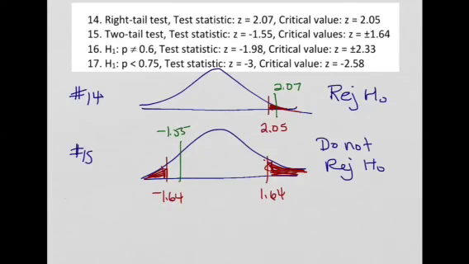Now in 16 and 17, we're doing basically the same thing again. We're just given a little bit different information about what type of tail it is, or what type of test it is. So in 16, we have again a two-tail test because the alternate hypothesis is a not equal to statement. And in 17, it's a left-tail test because it's a less than statement.